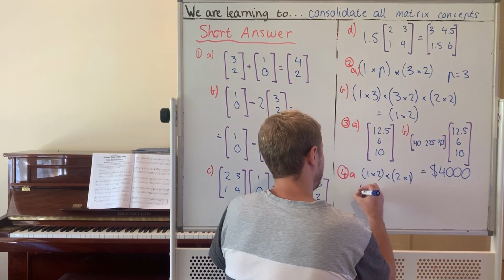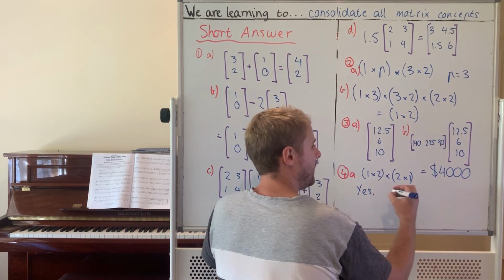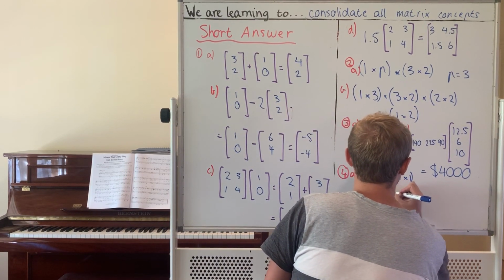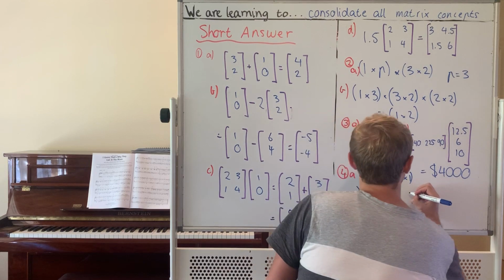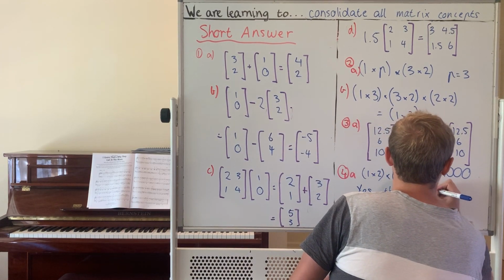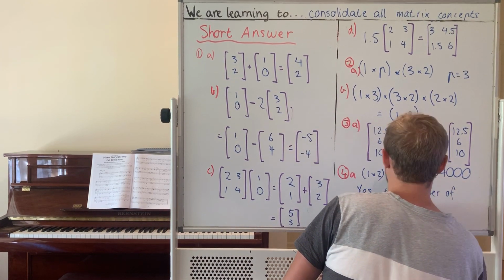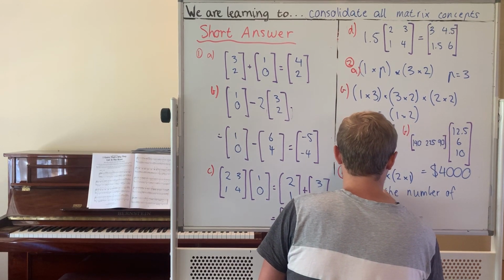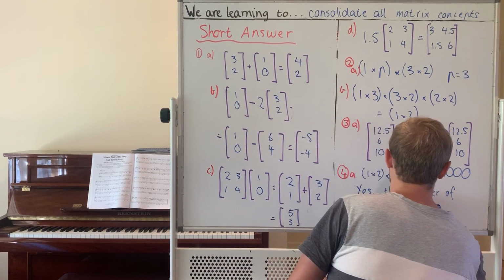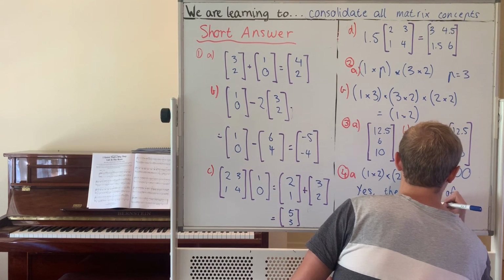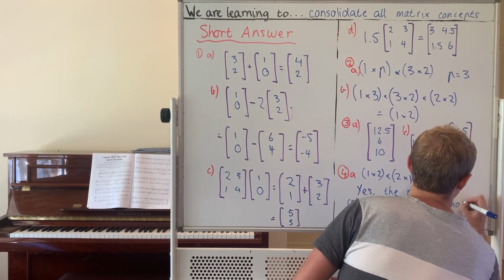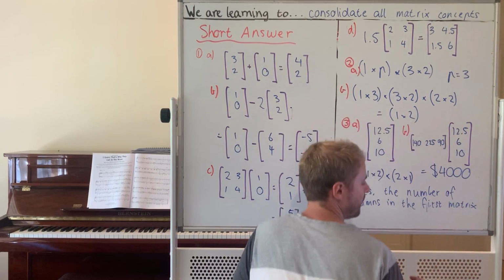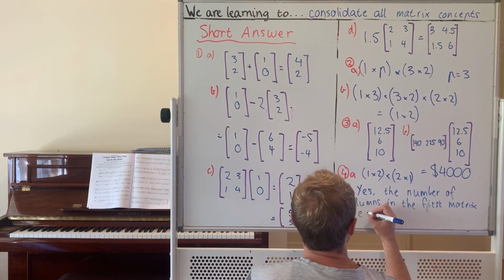Now this one says state why, so you do have to have a little bit of justification. I would just say something like, yes, the number of columns in the first matrix is equal to the rows in the second.